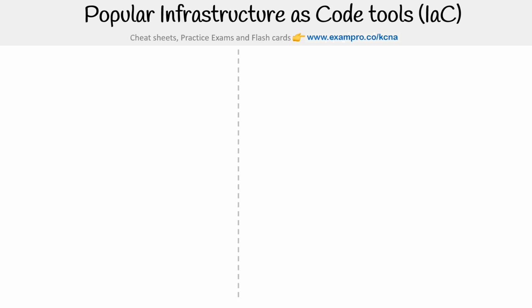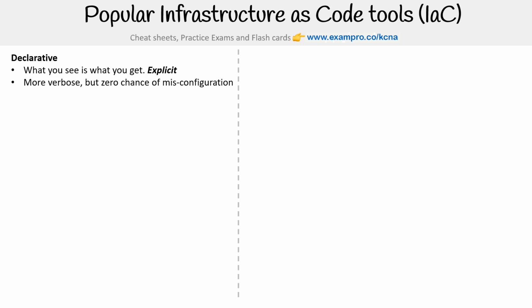All right, so what I want to do here is look at popular infrastructure as code tools and also describe declarative versus imperative. So declarative, we'll start with that. Declarative means what you see is what you get. It's very explicit. It's also more verbose, but there's zero chance of misconfiguration. So these would use scripting languages like JSON, YAML, XML, or kind of HCL.